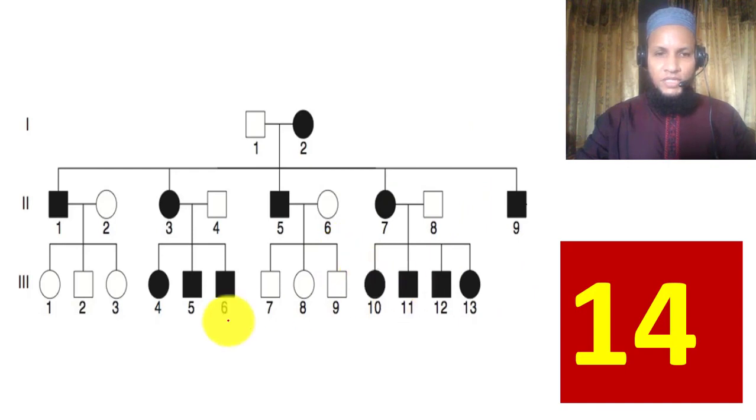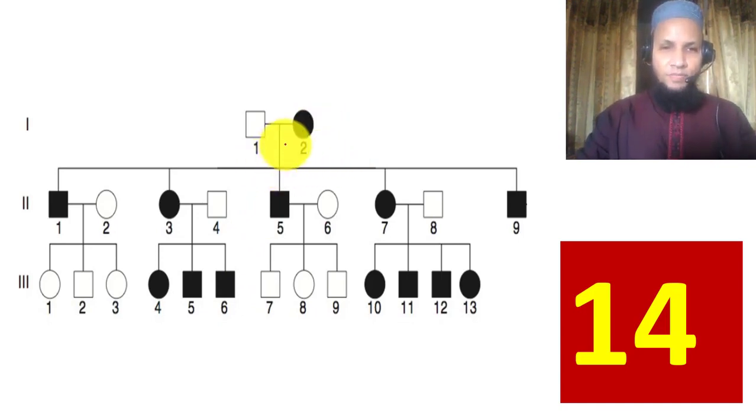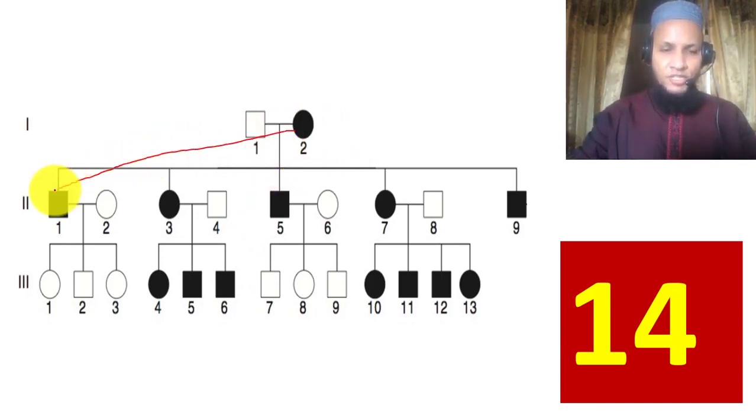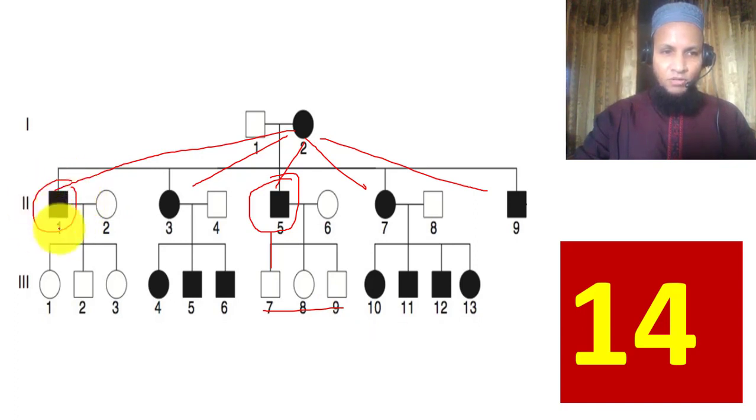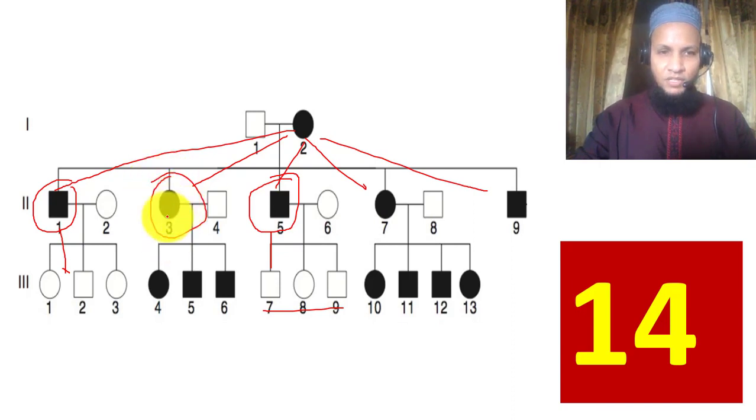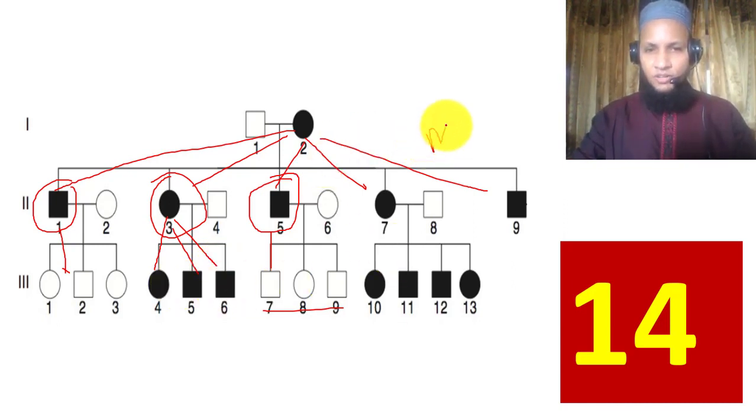In this example, we can see that the disease is only maternally inherited. This mother is transmitting the disease to her sons, daughters, sons, daughters, sons. But once a son is affected, he cannot transmit the disease. The next generation is healthy. This affected man also cannot transmit the disease. But once the female is affected, she transmits the disease to her next generation, both sons and daughters. This is mitochondrial inheritance.